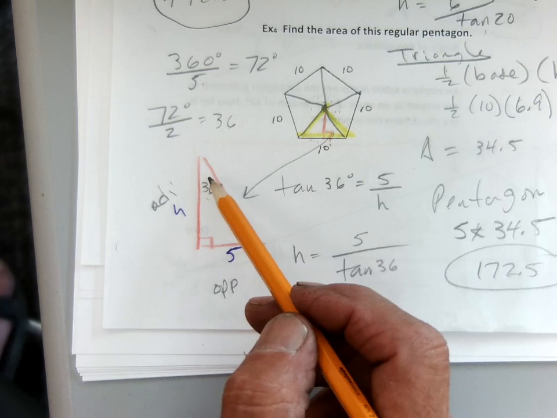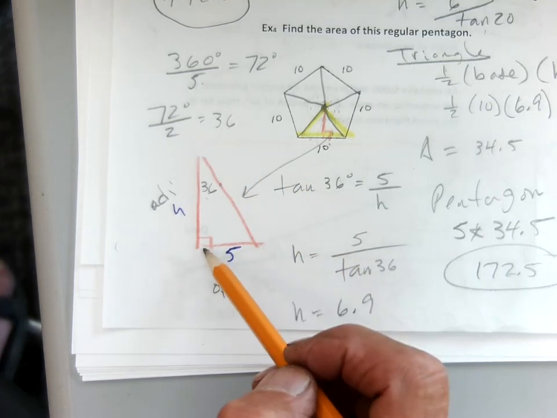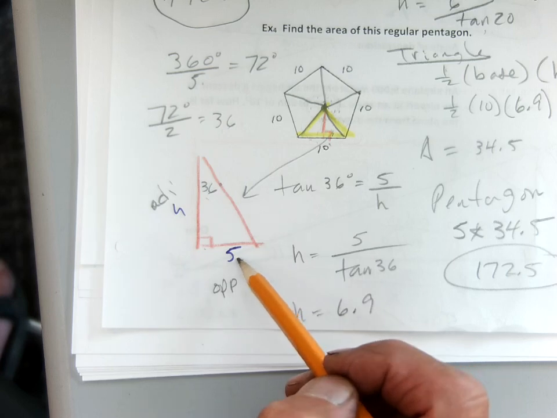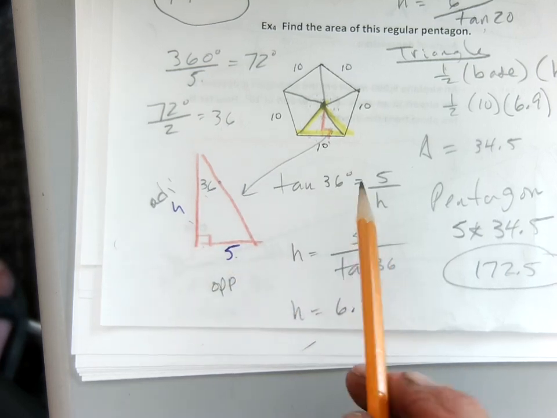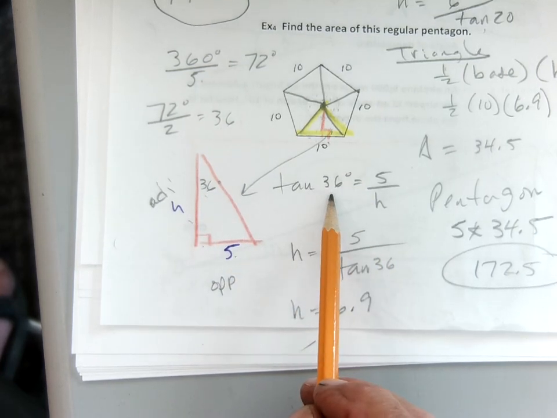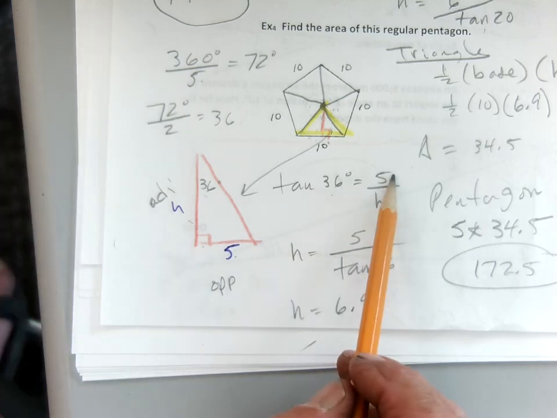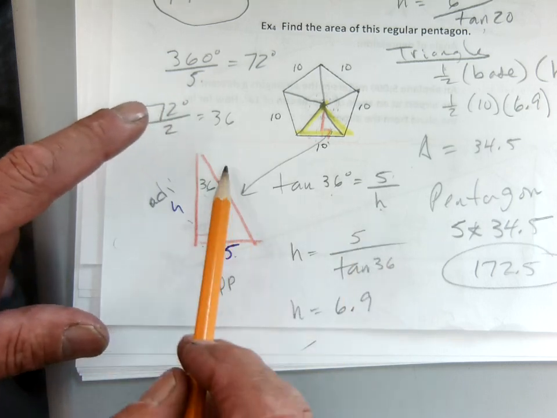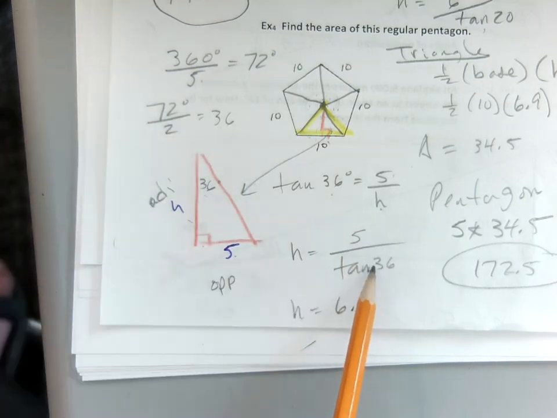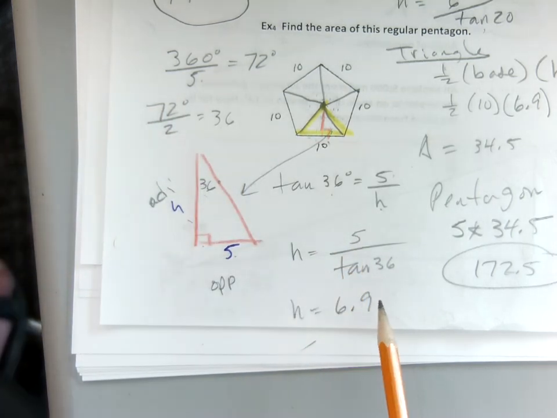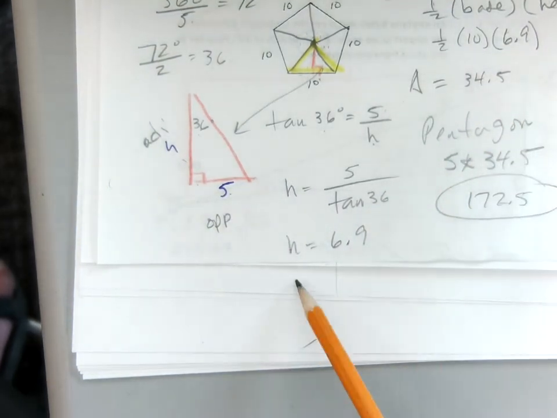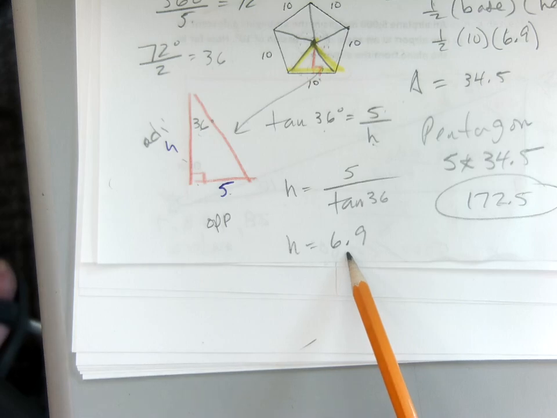I want the height, because if I can find the height of this triangle, I can get the area of this triangle. To find the height, I've got opposite, adjacent, so I'm going to use tangent. Tangent of 36, because that's my theta, is equal to the opposite, which is 5, over the height, which is the adjacent. I multiplied by the height, divided by tangent 36. So 5 divided by tangent 36. I use my calculator, which I'm not showing, but you can do it. And I ended up getting about 6.9.